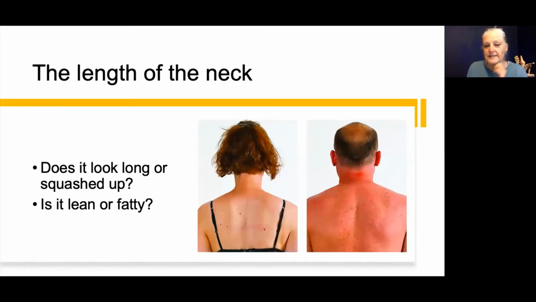Another thing to look at is the length of the neck. Now, I'm not saying that one of these necks is better or worse than the other. It's just something to observe, and it could have some bearing on the condition that person comes to you with. Because again, when you look at the front of the body, people have goiters, don't they?